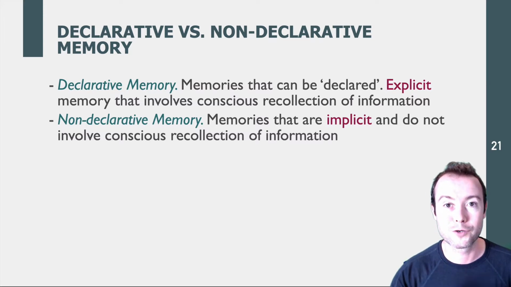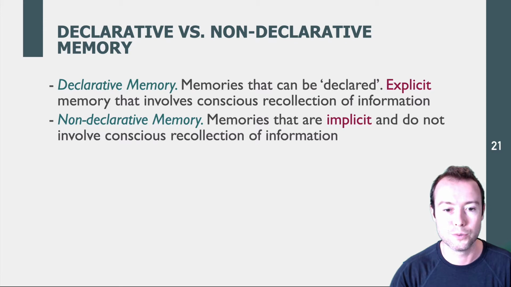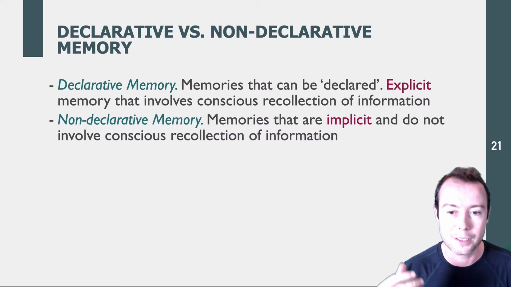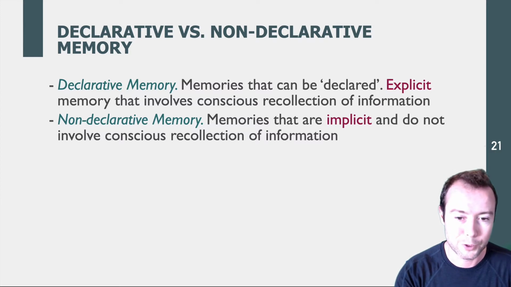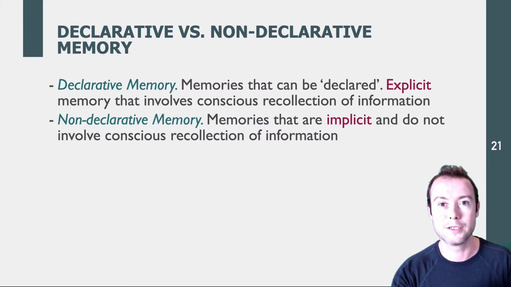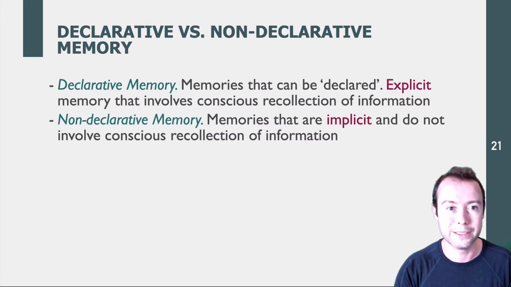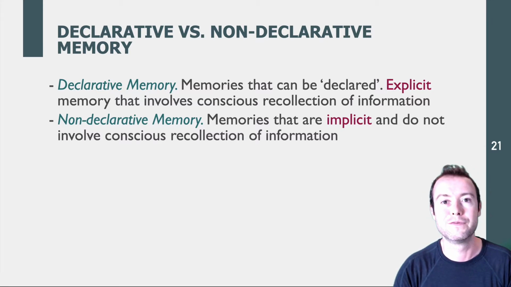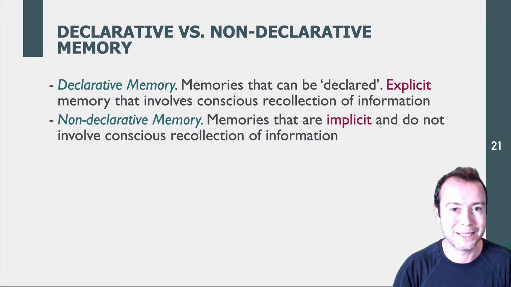So you have some kind of conscious awareness and access to these memories, as opposed to non-declarative memory, so memories that are implicit and do not involve conscious recollection of information. So again, there's a total overlap in terminology here, that when we're talking about declarative, that means the same essentially as explicit, and non-declarative is the same as implicit memories here.